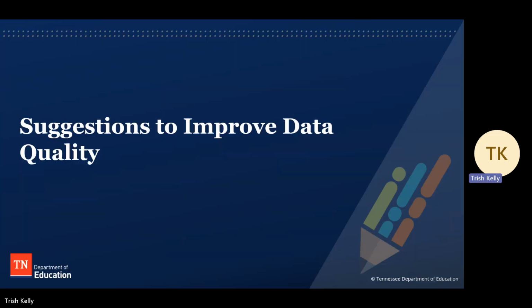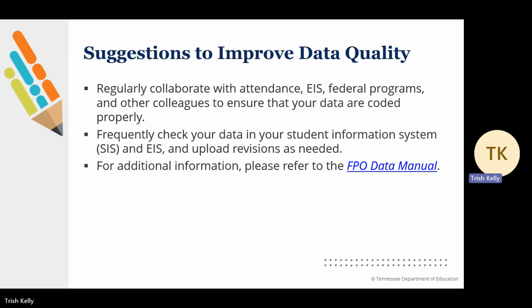Suggestions to improve data quality. In this session, we have 3 suggestions for you. First, regularly collaborate with attendance, EIS, federal programs, and other colleagues to ensure that your data are coded properly. Second, frequently check your data in your student information system and EIS and upload revisions as needed. Finally, please refer to the FPO data manual frequently to check your data definitions and reporting requirements.